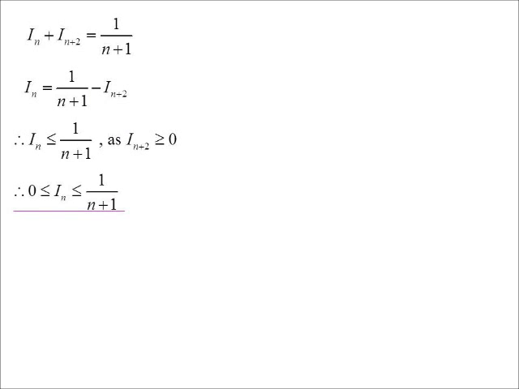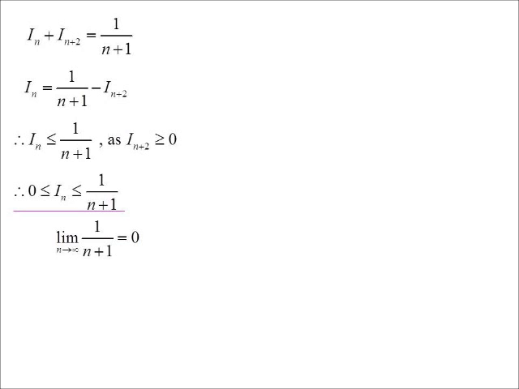Remember a few parts ago we showed I_n plus I_{n+2} is 1 on n plus 1. Or another way of saying that is I_n was equal to 1 on n plus 1 minus I_{n+2}. But we just said I_n is always greater than or equal to 0. Therefore, I_{n+2} must be greater than or equal to 0. Therefore, I'm always taking away something or leaving it, so I can never get anything that's bigger than 1 on n plus 1. So I have the other end of the inequality. That was just the first part of this.